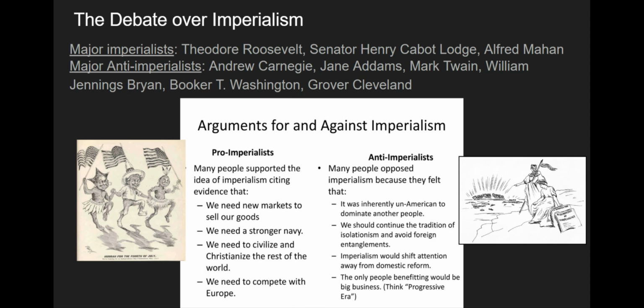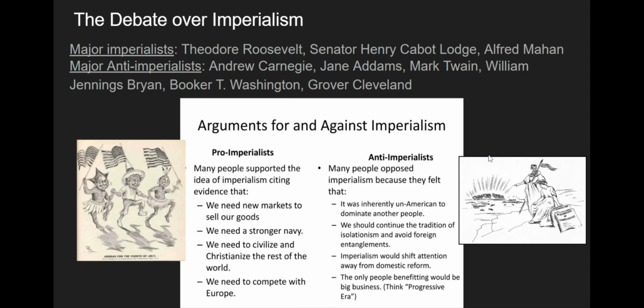So remember, the progressive movement is going on at this point in time, and getting involved abroad is going to distract us from how important this movement is. And the only people really benefiting would be big business. So the progressive era is all about trying to limit the power of big business and regulate it. And really, imperialism benefits those who are already powerful and wealthy.